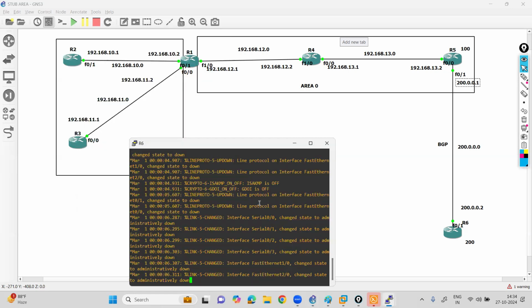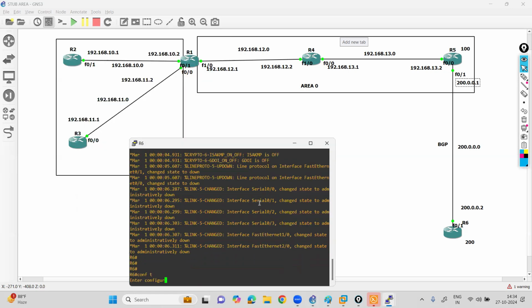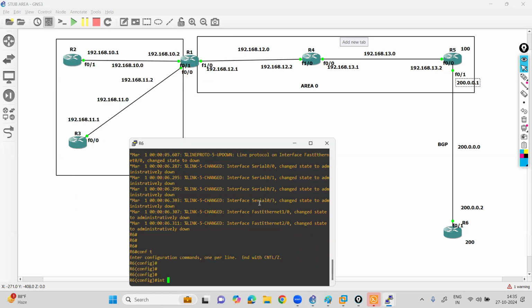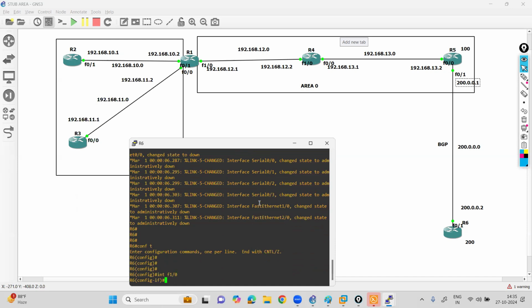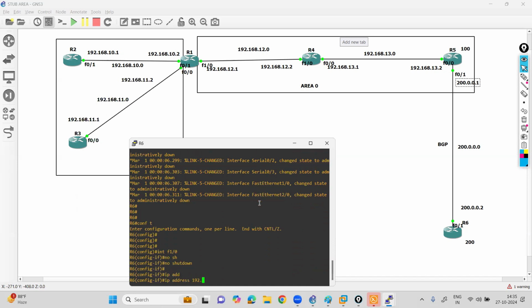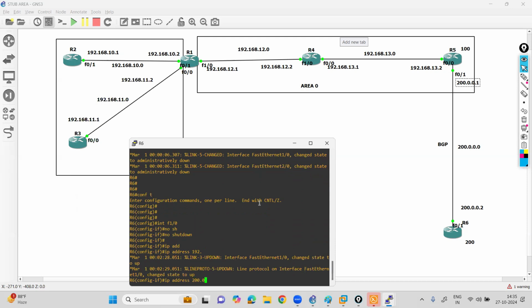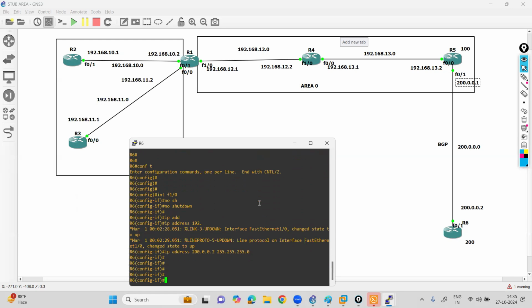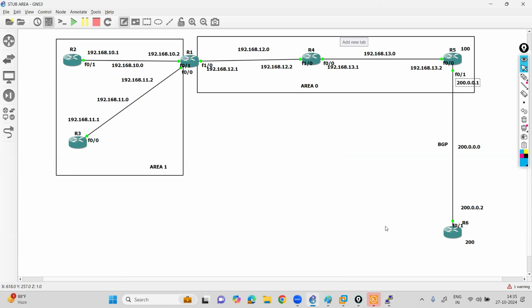Configure terminal, interface F1/0, no shutdown. IP address is 200.0.0.2 and 255.255.255.0. Now, dear, let me provide some loopback IP addresses over here.